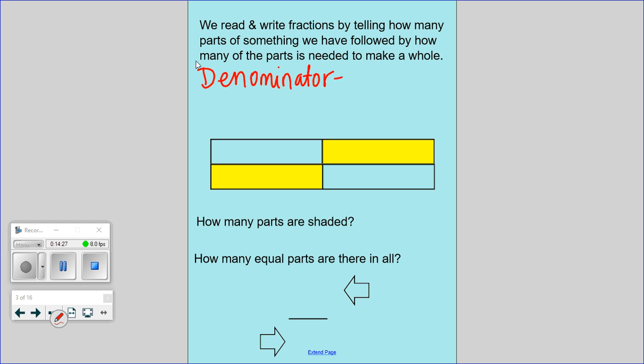And Aiden, you're exactly right. Our denominator tells us how many parts make up 1 whole. So if I cut my cake into 8 slices, then 8 is my denominator, because that's how many pieces make up my whole cake.